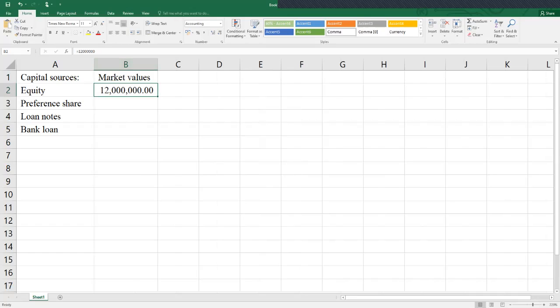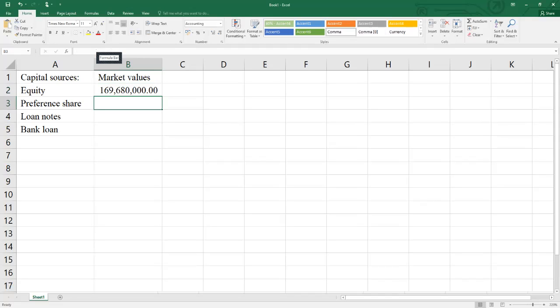We divide by the nominal value per share, which you've been told is 0.5. This gives us the number of shares in this company. We multiply by the market value per share, which we've been told on an ex-dividend basis is 7.07. Don't forget the market value P naught is always on ex basis. That gives the market value of the equity shares, which is 169,680. Clear?